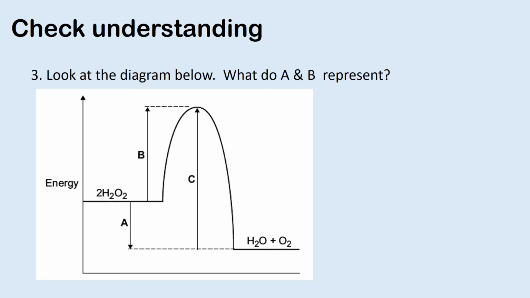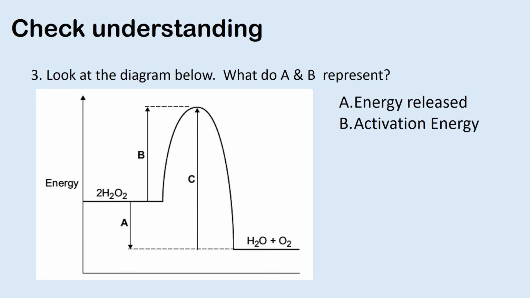Right, have a look at this diagram, and I'm sure you can probably write this down pretty quickly. I want to know what A and B represent. Pause the video. Okay, so I'm sure you realise that A is the energy released, or delta H, so that's the difference between the reactants and the products, and B was the activation energy.